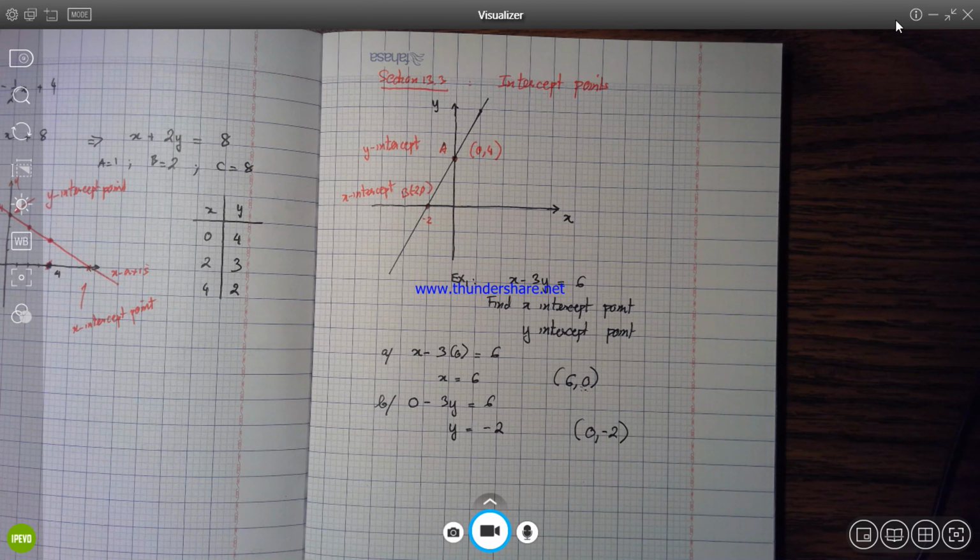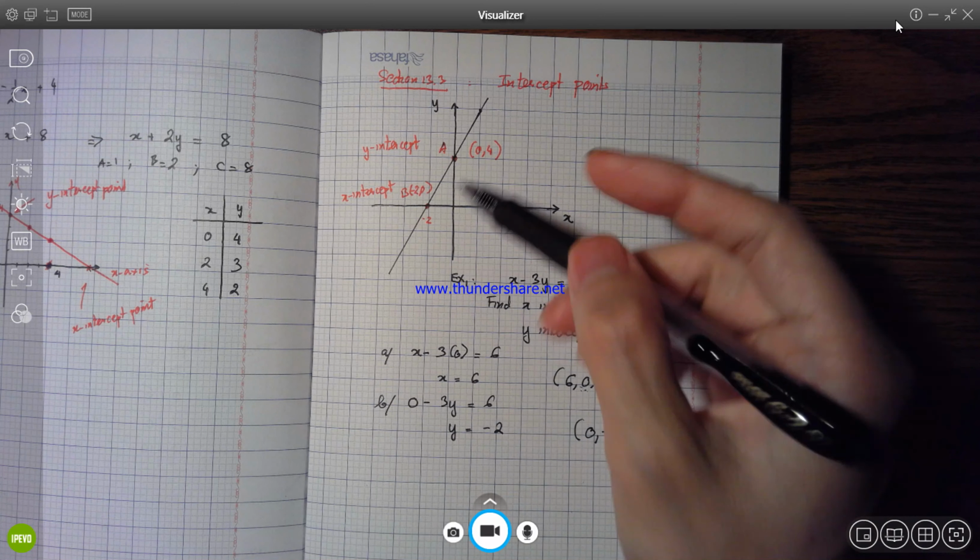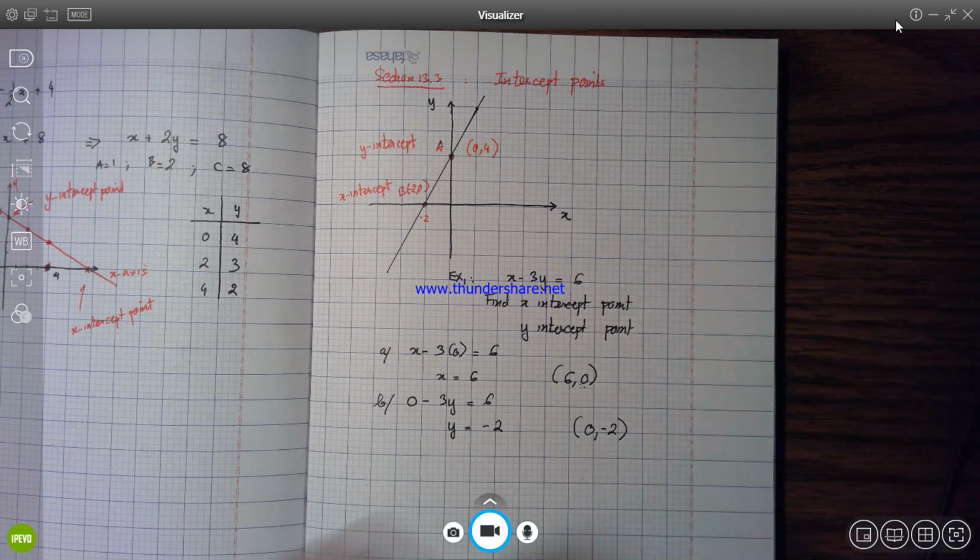What you notice is that when we have an x-intercept point, the y component is 0. When we have a y-intercept point, the x component is 0. The x-intercept point and y-intercept point are nothing but the intersection points between the graph and the x and y axes. And the graph could be a line, or the graph could be a curve.